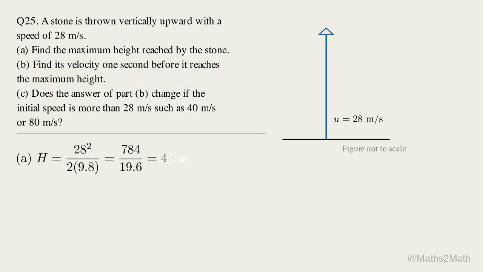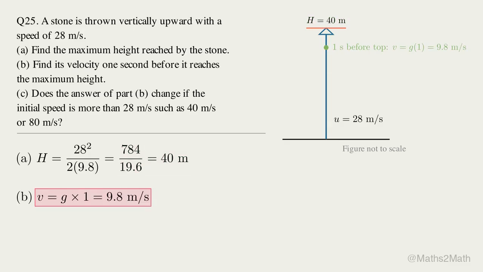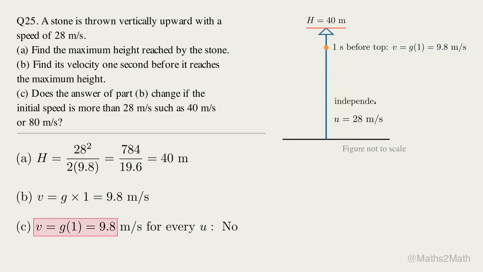Maximum height, 28 squared over twice 9.8, which is 784 over 19.6, 40 meters. 1 second before the top, the stone has exactly 1 second of deceleration left. Its speed is g times 1, 9.8 meters per second. That reasoning never used the initial speed. Whether u is 28, 40, or 80, the last second before the top is identical. The answer does not change.